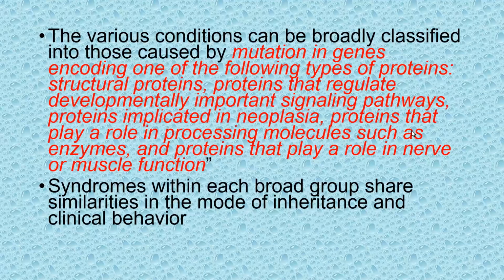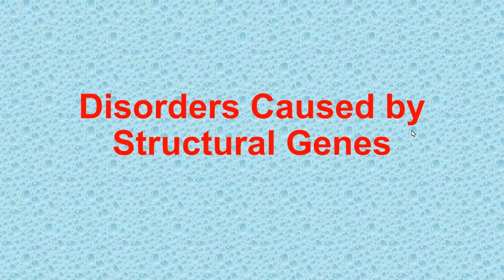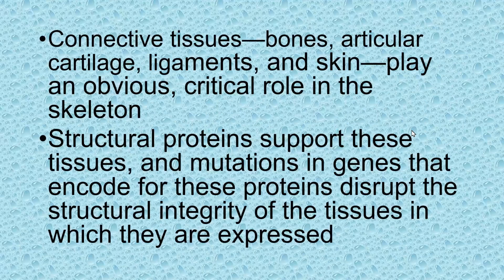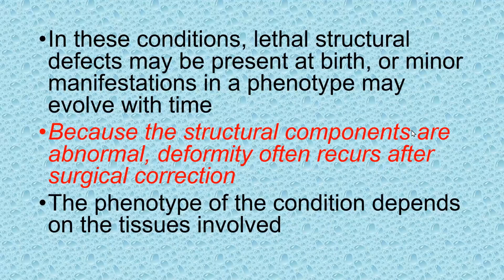Speaking about disorders caused by structural genes, connective tissues, bones, articular cartilage, ligaments, and skin play an obvious critical role in the skeleton. Structural proteins support these tissues, and mutations in genes that encode for these proteins disrupt the structural integrity of the tissues in which they are expressed. In these conditions, lethal structural defects may be present at birth, or minor manifestations in the phenotype may evolve with time. Because the structural components are abnormal, deformity often recurs after surgical correction.